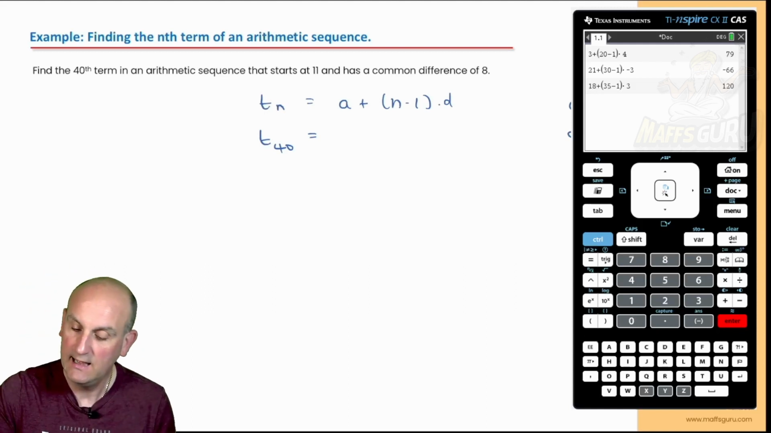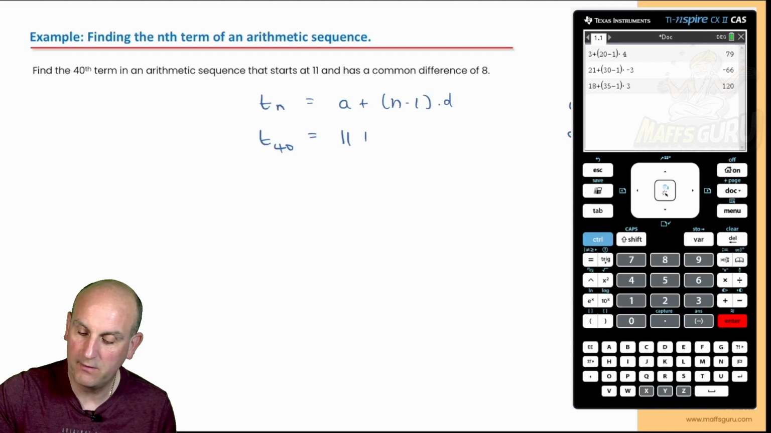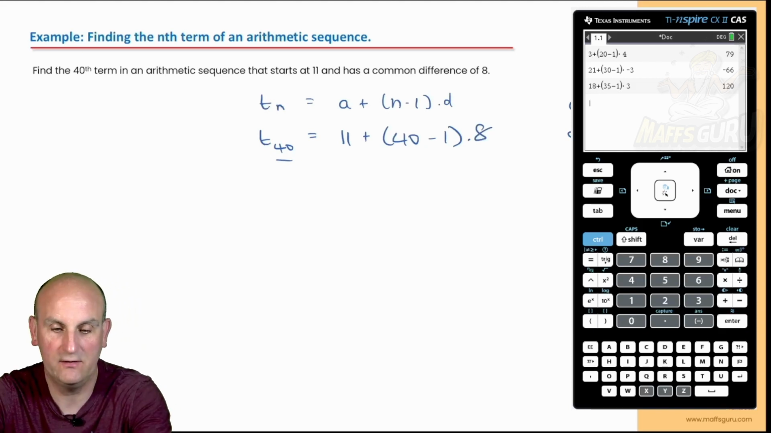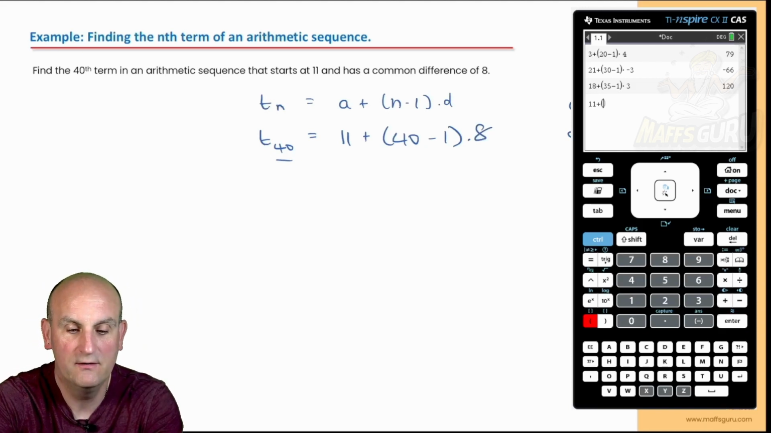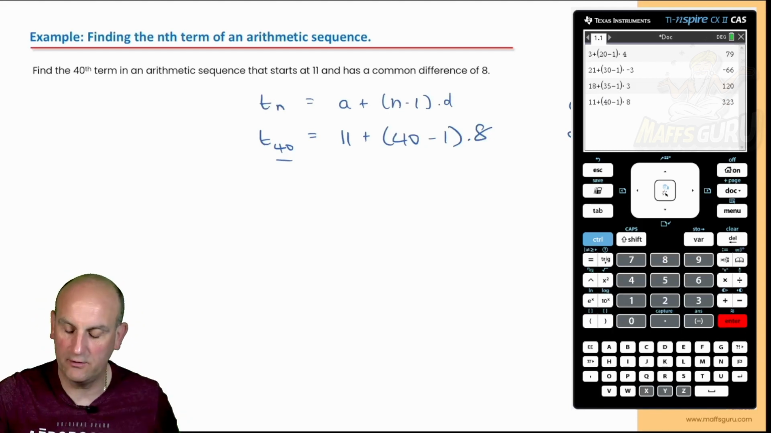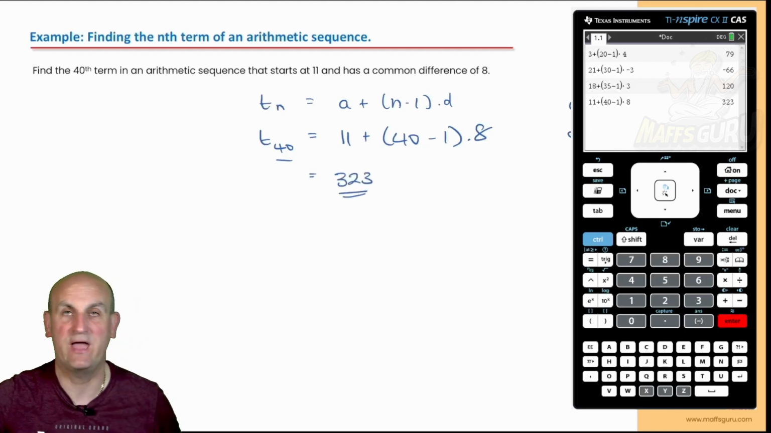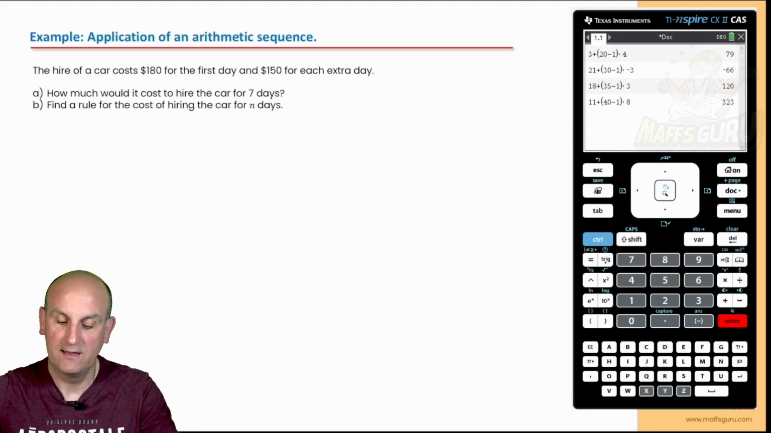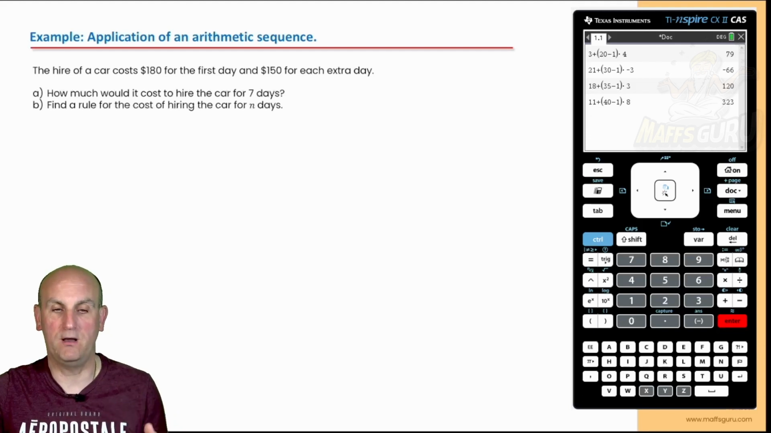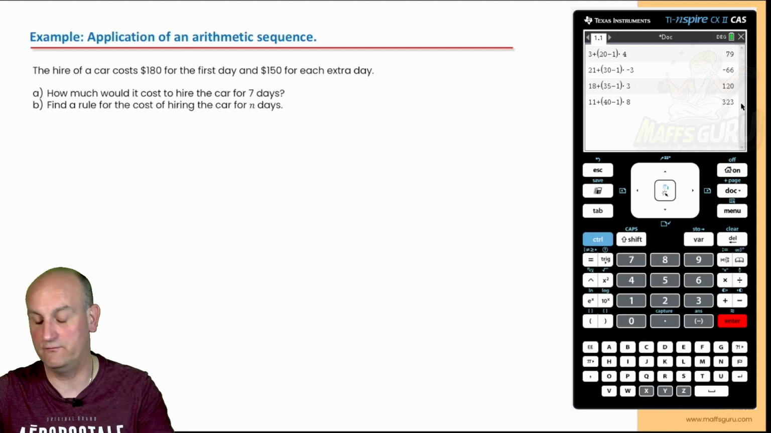Muscle memory. A is 11 plus, where to get my value of n? There it is, 40, minus 1 times d, which is 8. I've still got my calculator loaded, so 11 plus 40 minus 1 times 8 gives me 323. Ka-ching. Thank you very much. All right, now this is where we can start to apply this stuff. And again, the application is the bit that gets people really, really confused.